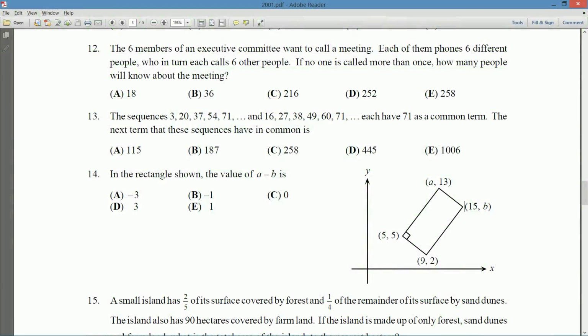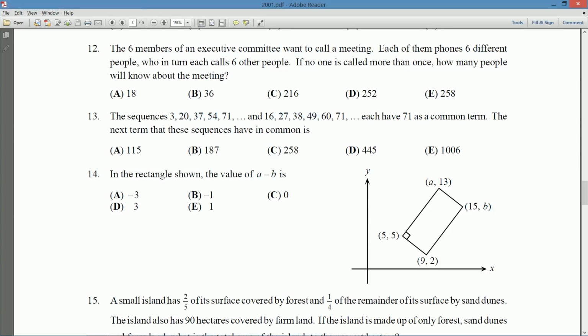So we have 3, 20, 37, 54, and 71, and that just keeps going. Let's see, it looks like we have a difference of 17. So the sequence is going up by 17s. And we have another sequence here, 16, 27, 38, 49, 60, 71. This one's going up by 11s. So this sequence is going up by 17s, this one's going up by 11s.